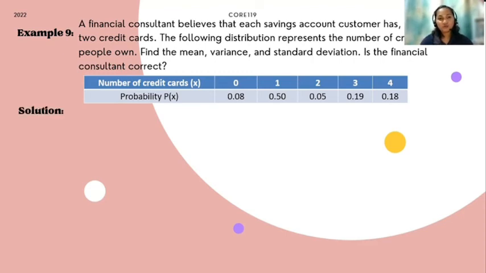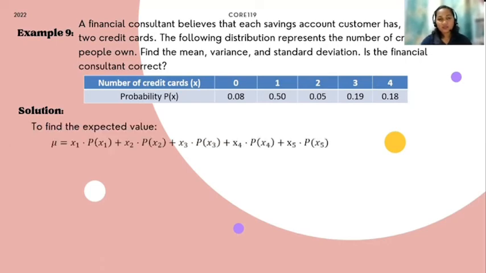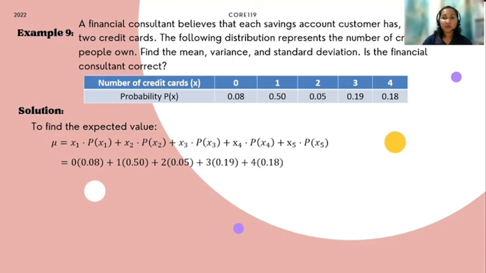Okay, so for our expected value or the mean of the distribution, we'll see we have this formula again. So next we substitute the values. So we have 0 times 0.08 plus 1 times 0.5 plus 2 times 0.05 plus 3 times 0.19 plus 4 times 0.18. So if we add the product of each of these, we'll have 1.89 or approximately 2.